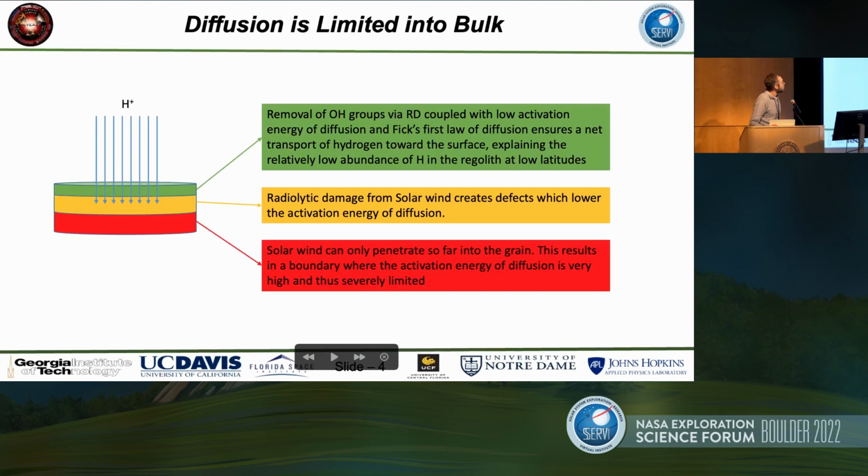So why is diffusion into the bulk limited? That can be explained. Schörghofer hinted at this a little bit. Radiolysis decreases the activation energy, allowing diffusion within the radiation zone to be easier. Right below that, in the pristine bulk material, you have a high activation energy for diffusion, so that creates this kind of boundary. And if you take into consideration the surface removal process called recombinative desorption, which we'll talk about more later, you have a concentration gradient which drives transport of those hydroxyls to the surface. That selectively moves them to the surface and not into the bulk, which can explain why we don't see as much in the regolith.